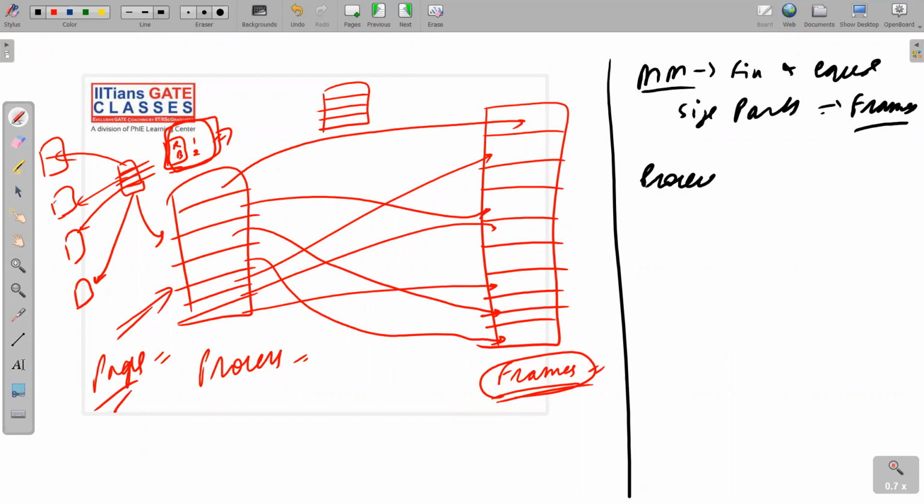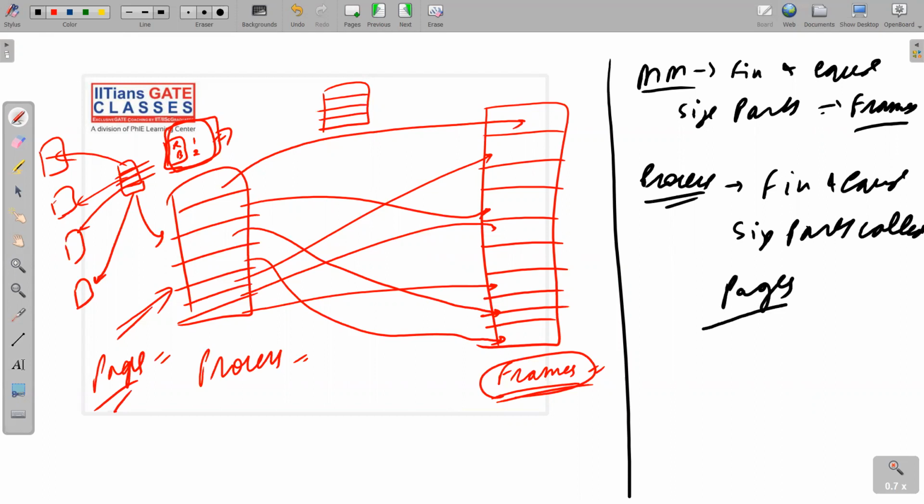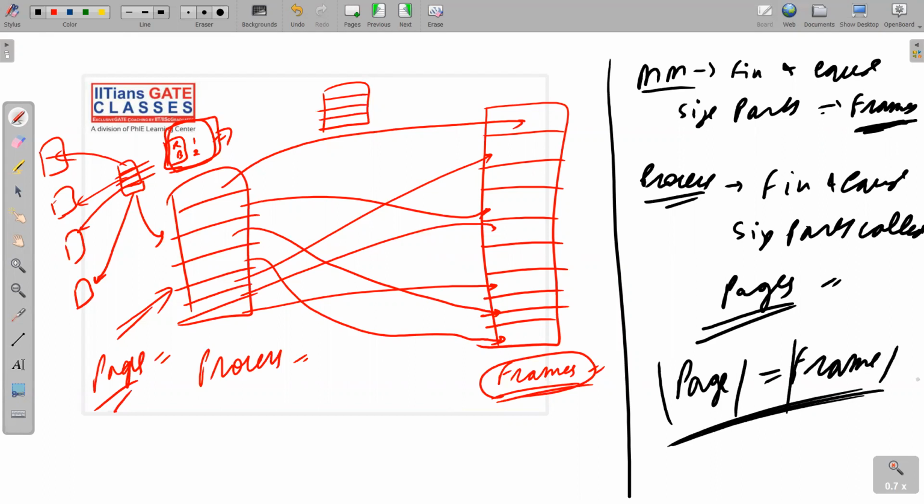Similarly, whatever process is going to come into main memory is also divided into fixed and equal size parts called pages. So main memory is divided into fixed and equal size parts called frames, and a process is divided into fixed and equal size parts called pages. To properly implement the scheme, page size must be equal to frame size. That is the basic meaning here.